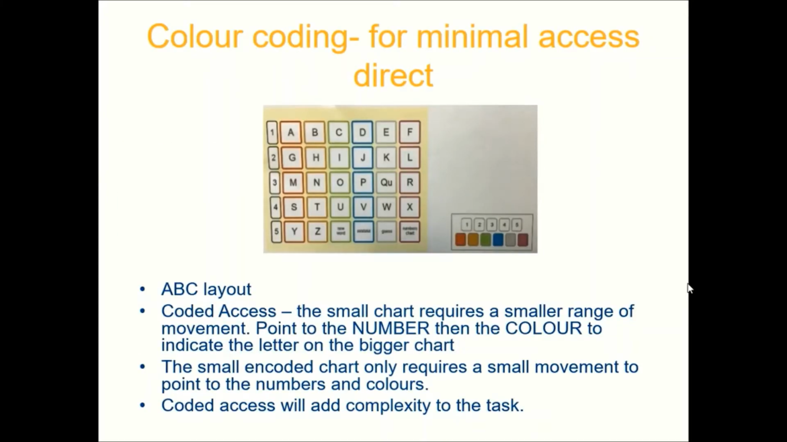Color coding is another way to ease access difficulties, but keep it all on the same page. So color coding basically allows your client to have less movement, but still express what they need to. So this one is an example. So we've got an ABC layout there with letters, and we've got coded access. It's color coded. So what happens is that the person points to the number and then the color to indicate the letter. So on the bottom right, you've got a key there with the letters and the colors. So rather than them having to physically point to the letter, actually, they just use the key and they point to the key as a reference to the chart.